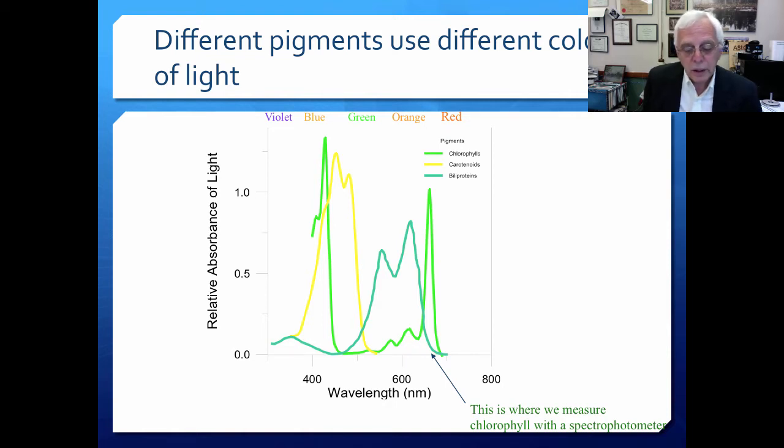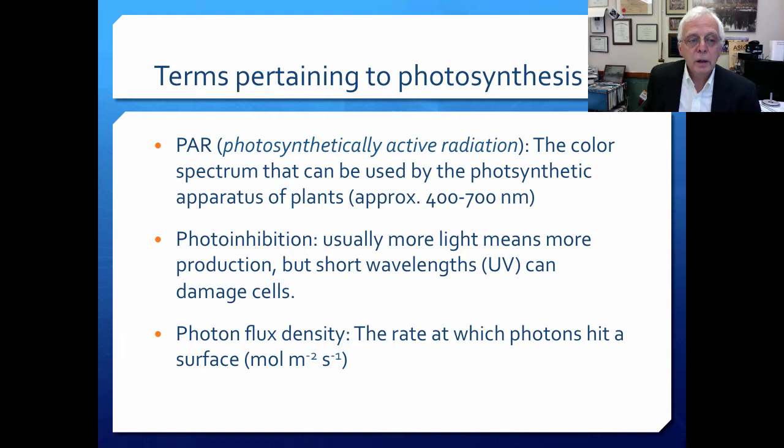And so clearly the wavelength of light and the absorbance of different wavelengths of light by water is very important in determining which kinds of organisms can make a profit. Now here are some terms pertaining to photosynthesis. First is PAR, the acronym for photosynthetically active radiation. This simply means the color spectrum that can be used by the photosynthetic apparatus of plants, approximately 400 to 700 nanometers in breadth, and this we refer to as PAR, or photosynthetically active radiation.